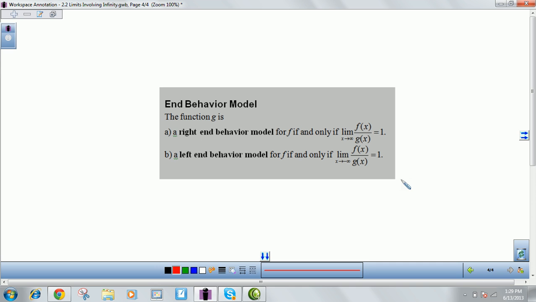So, a right end behavior model: g is a right end behavior model for the function f if when you take f and divide it by g, the limit is equal to 1. That means they have to be equivalent. Same thing here: g and f have to be equivalent for g to be a left end behavior model for f.